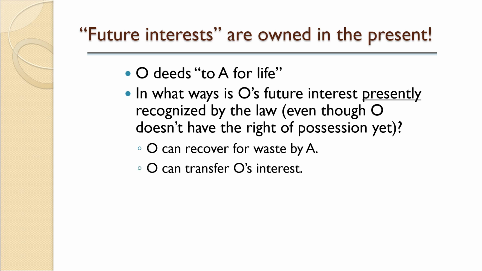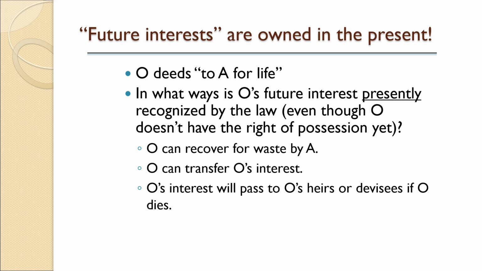A second example is that O can transfer O's interest. A future interest, in general, is perfectly transferable by deed or by will or by intestate succession, even though it isn't yet possessory and the person who owns it isn't entitled to possession yet.